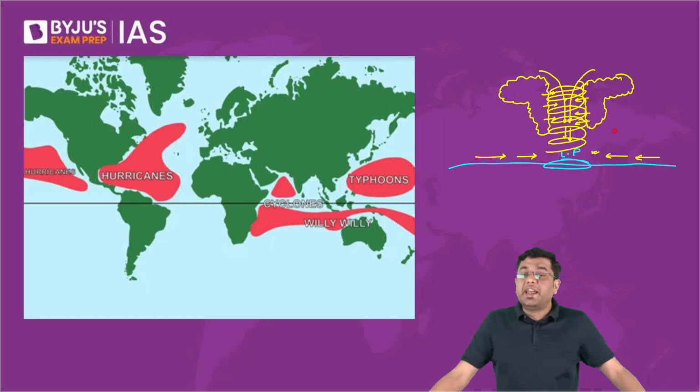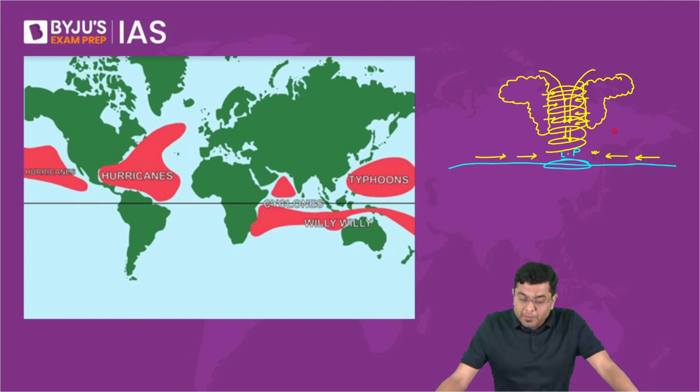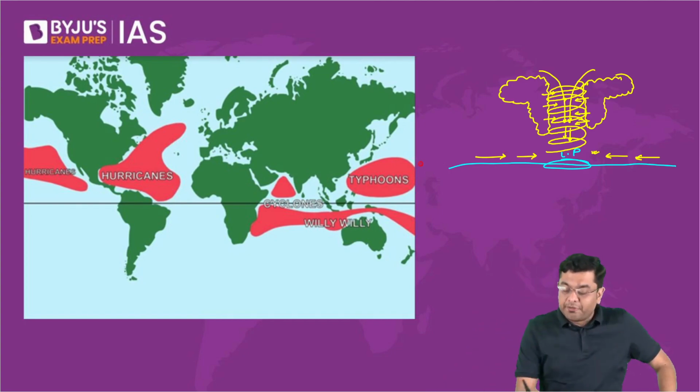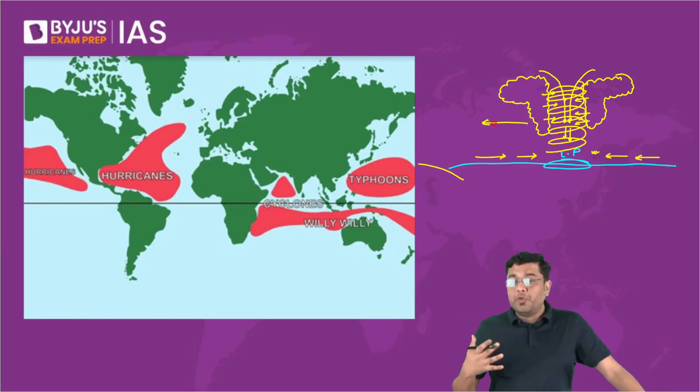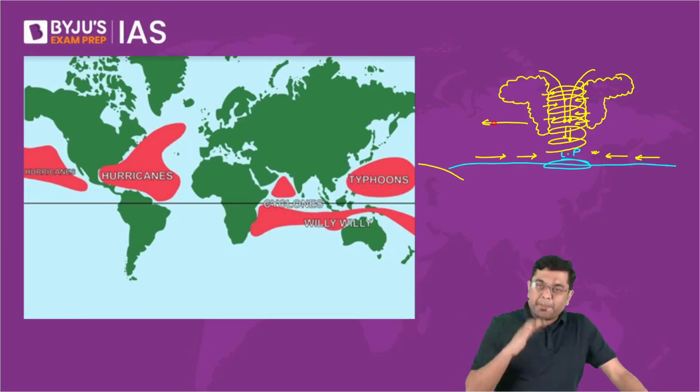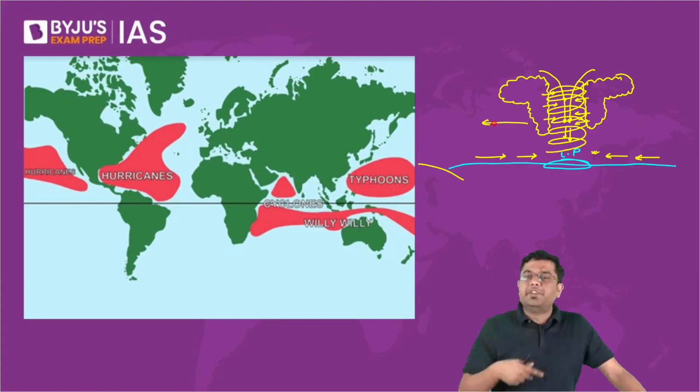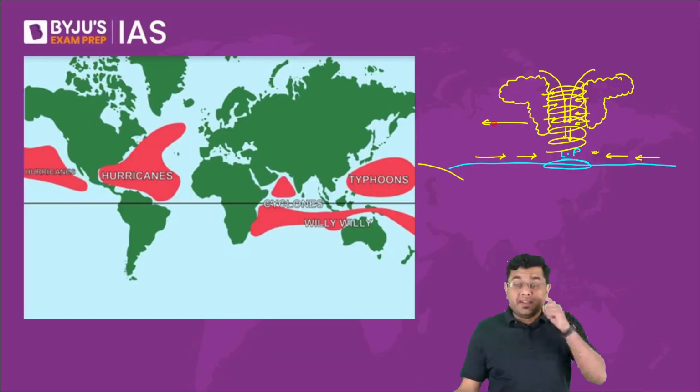So how does this cyclone get dissipated? The moment that this cyclone makes a landfall and this entire portion comes over to the land, that is when its supply of moisture gets cut off. And when the supply of moisture gets cut off, the process of that heat engine gets interrupted, and that is when the cyclone eventually dissipates.